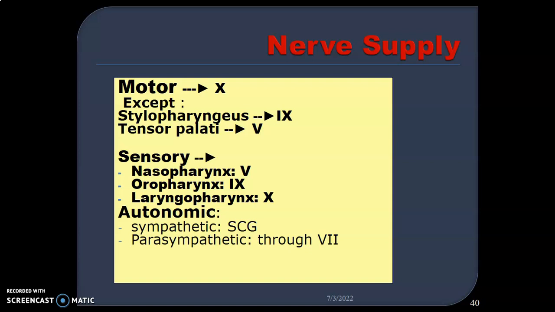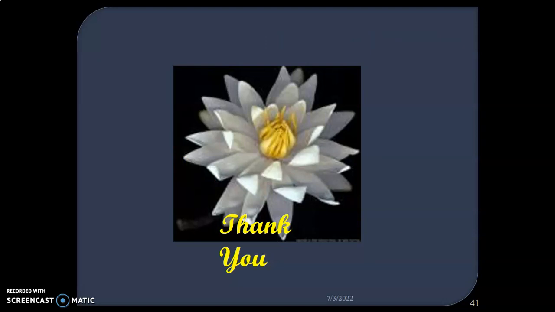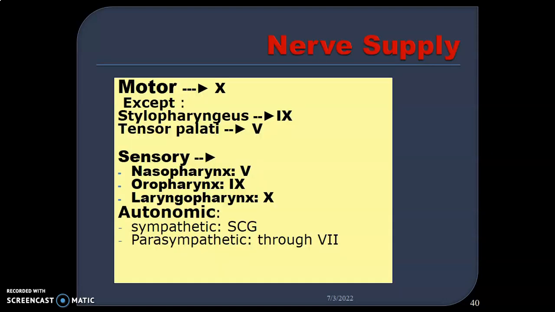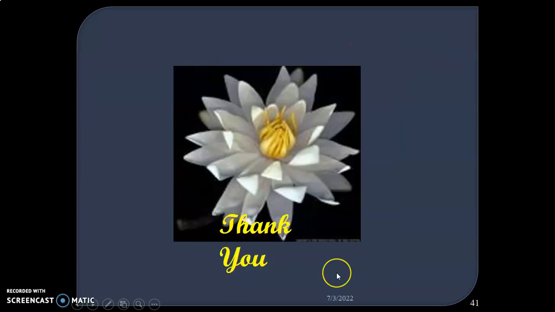Then we also have sympathetic and parasympathetic branches that give autonomic supply to the pharynx. And the parasympathetic component is from the 7th cranial nerve, which is facial nerve. Sympathetic is from the sympathetic chain ganglia. Parasympathetic is from the facial nerve. So that's it about the pharynx.